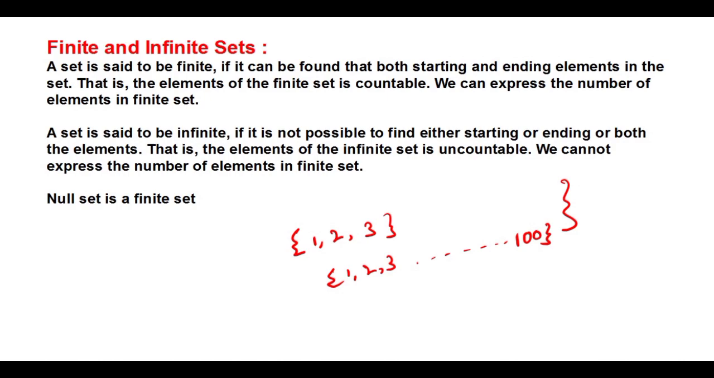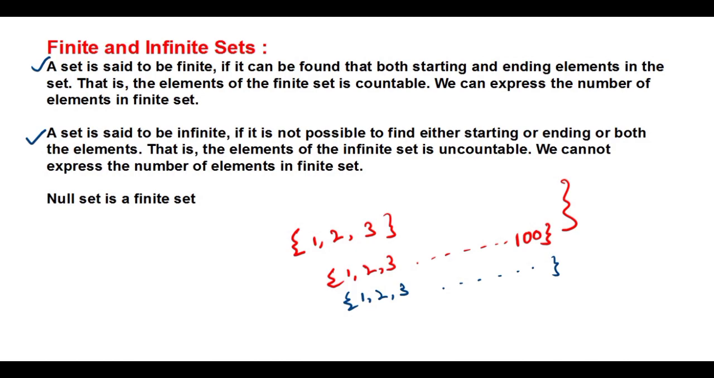And infinite means we can't count. For suppose if I take 1, 2, 3 and so on, and just leave it, I didn't write which number it ends with, then it is an infinite set. Infinite set means we can't count how many elements are there in the set. So the definition is given here. You can follow these two definitions: what is finite and what is infinite?